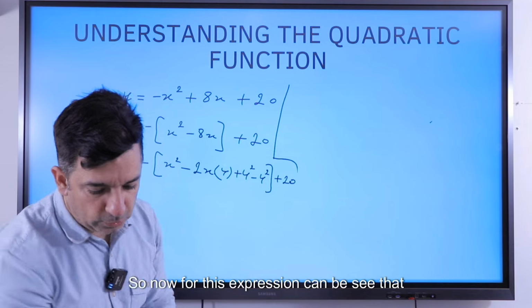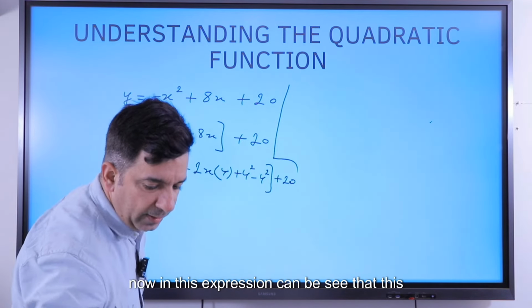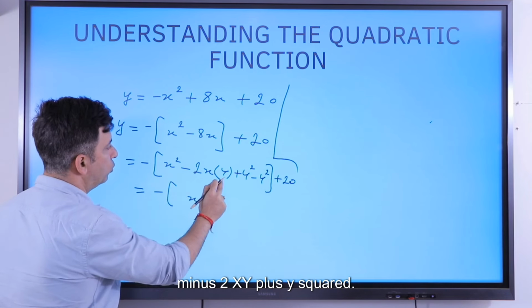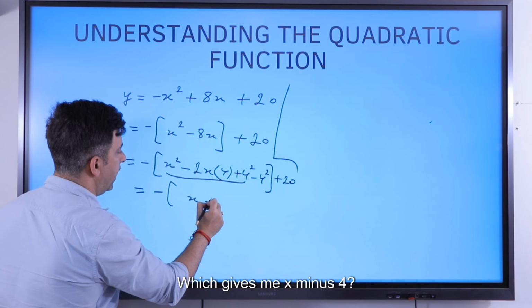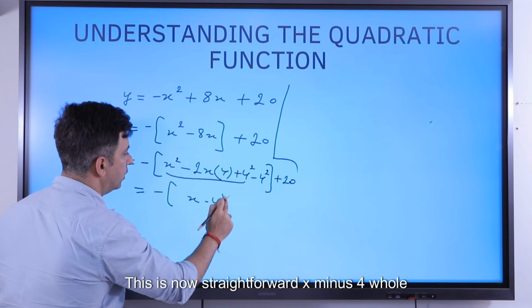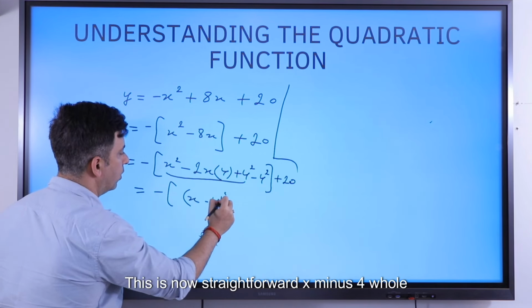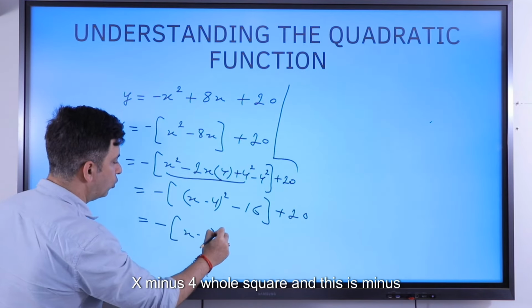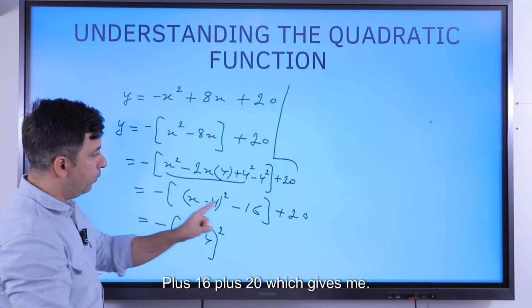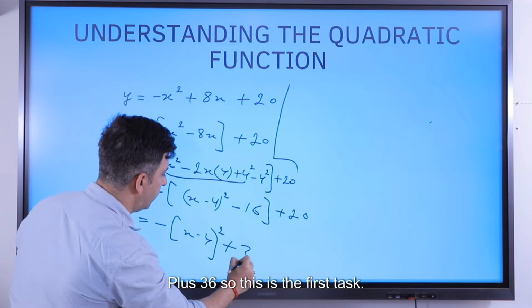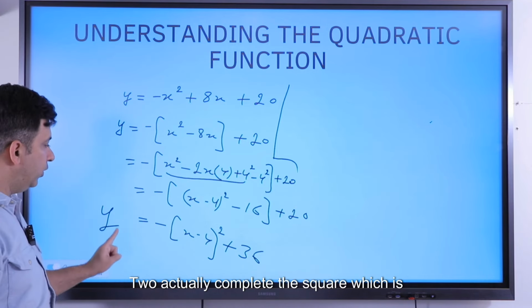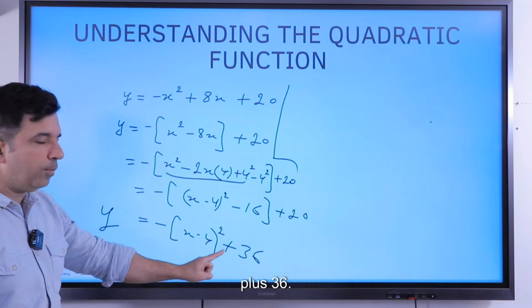Now in this expression, can we see that this gives me minus of x square minus 2xy plus y square, which gives me x minus 4 whole square. This is now straightforward: x minus 4 whole square, and this is minus 16 plus 20, which gives me minus of x minus 4 whole square, and minus minus is plus 16 plus 20, which gives me plus 36. So this is the first task, to complete the square, which is giving me minus of x minus 4 whole square plus 36.